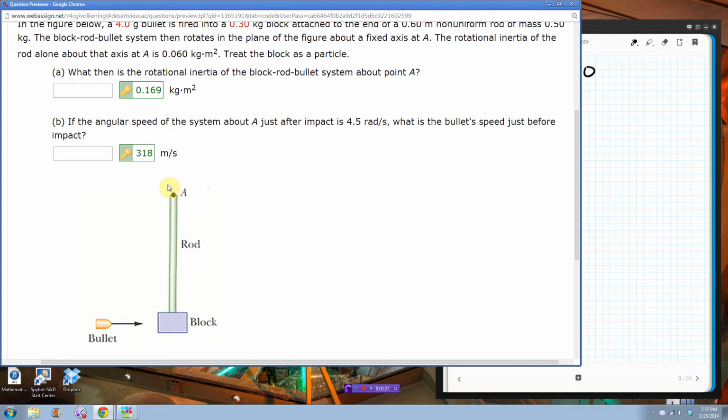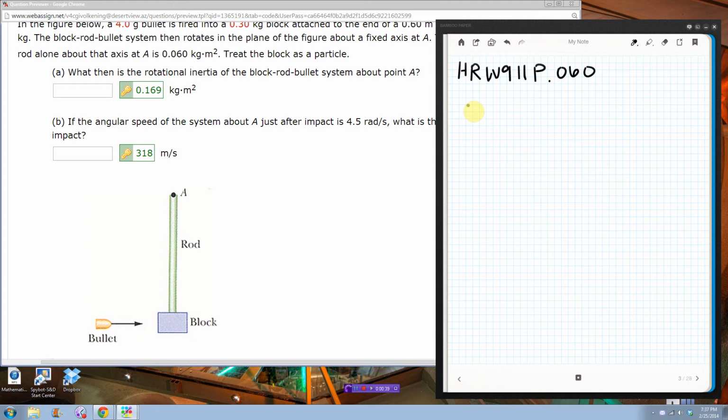The rotational inertia of the rod alone about that axis, and they give it to you, treat the block as a particle. So first they want, what then is the rotational inertia of the block rod bullet system about point A? So that's the easiest part. They already gave you the rotational inertia of just the rod. You just need to do the block and the bullet and add those together.